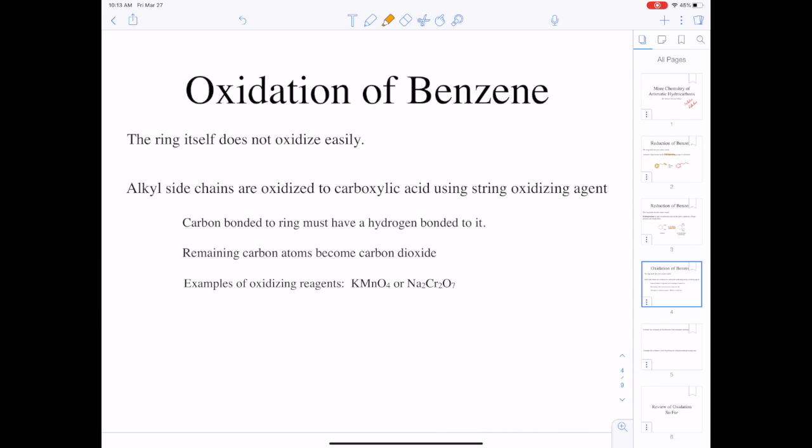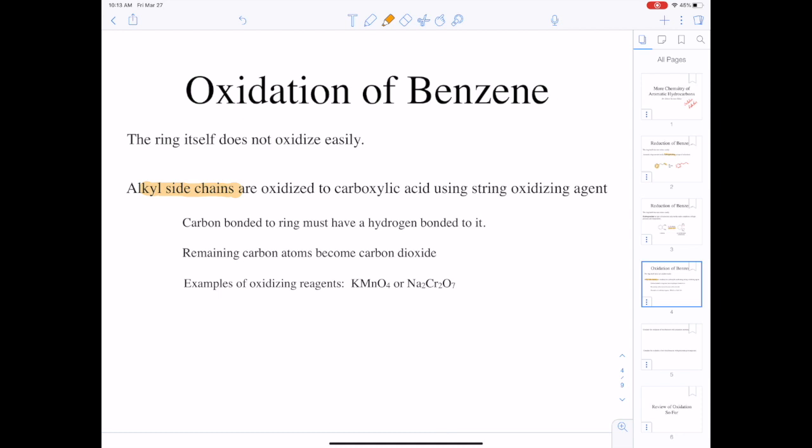Oxidation is also not as easy with a benzene ring. The ring itself doesn't oxidize, but we can look at the alkyl side chain. So if you had toluene, for instance, that methyl group on the ring can be oxidized.